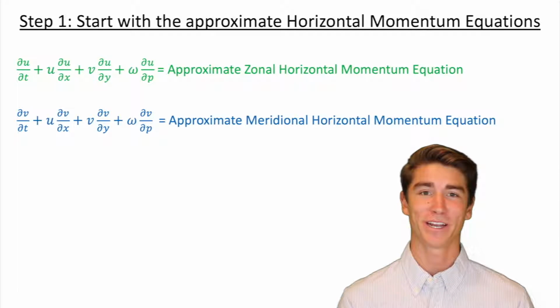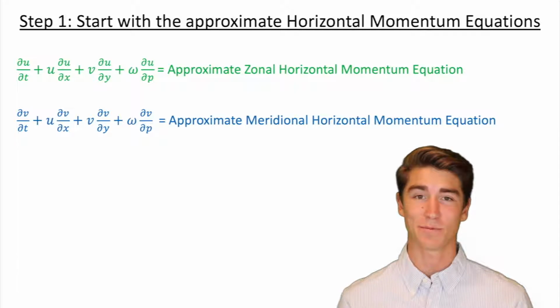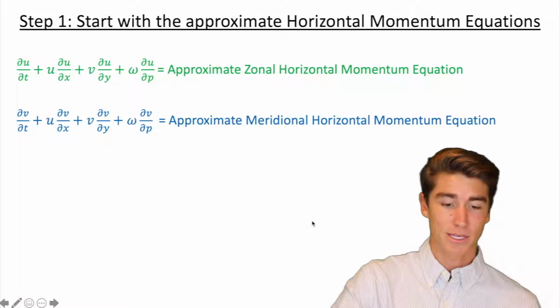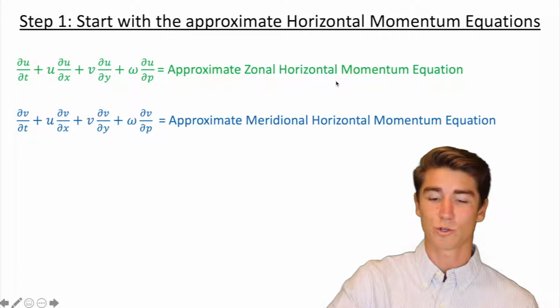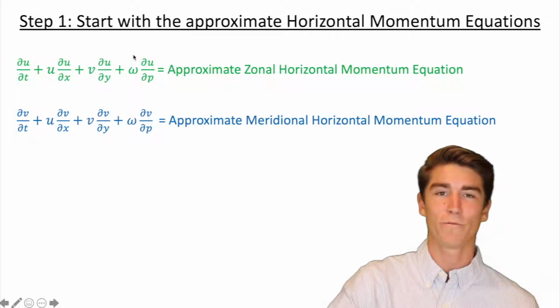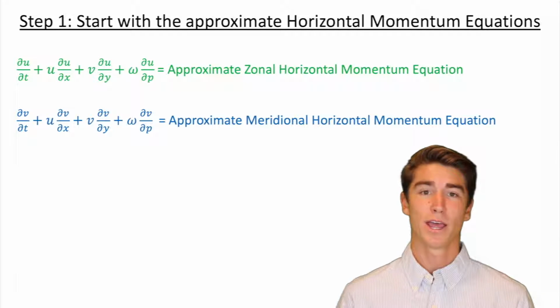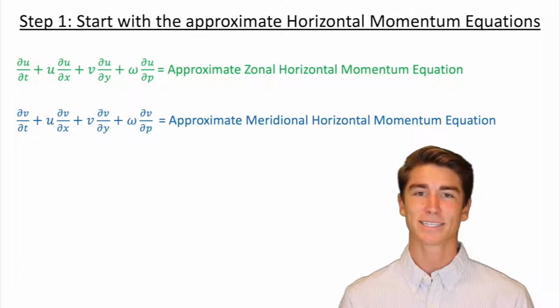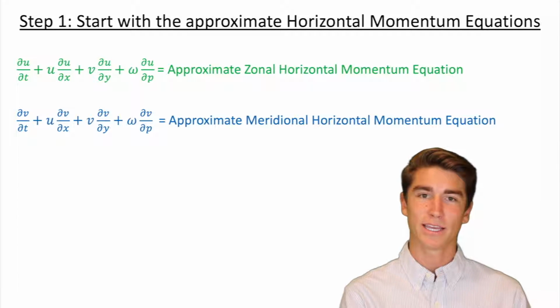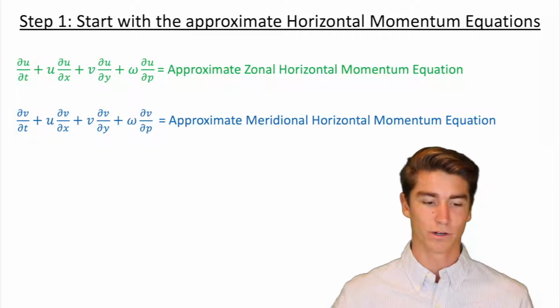Alright, so diving into my screen here, you see that for deriving the vorticity equation, you first start with the approximate horizontal momentum equations. Here you see this one is the approximate zonal horizontal momentum equation. We know it's zonal because we see this reoccurring u variable. If you remember from my video on the horizontal momentum equation, the u represents dx/dt, so change in the eastward direction. So think of this as velocity from San Francisco to New York.